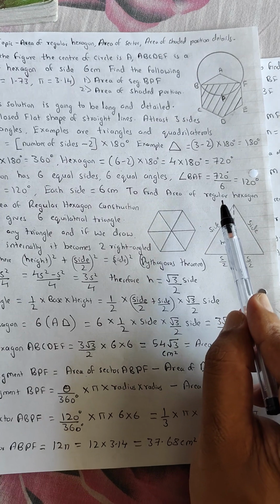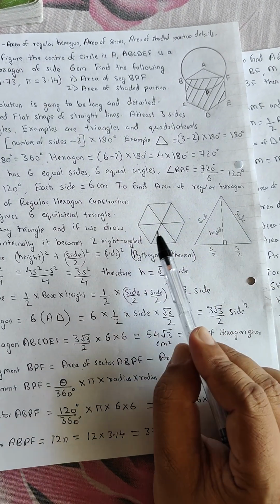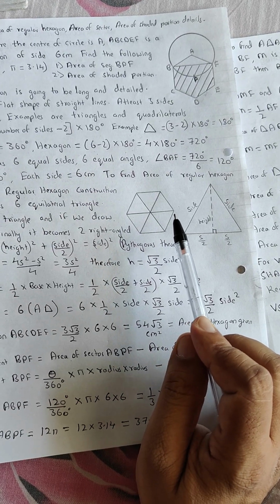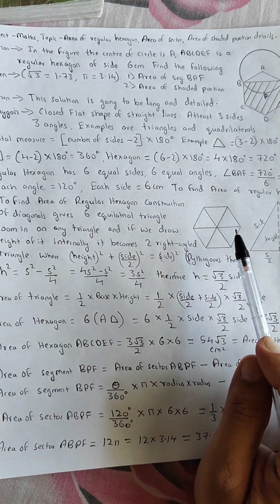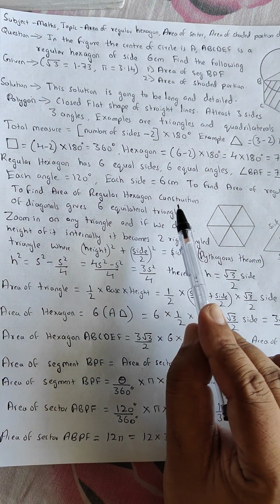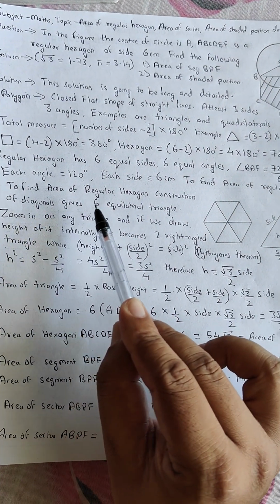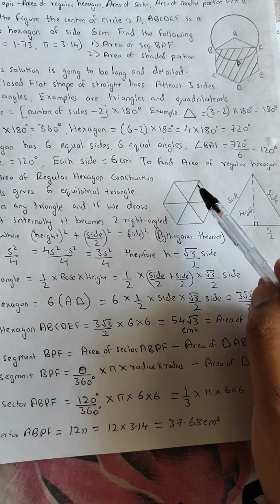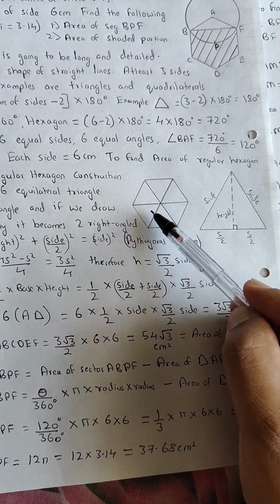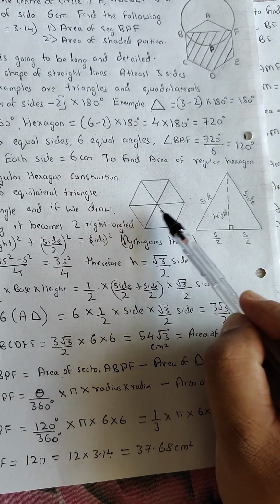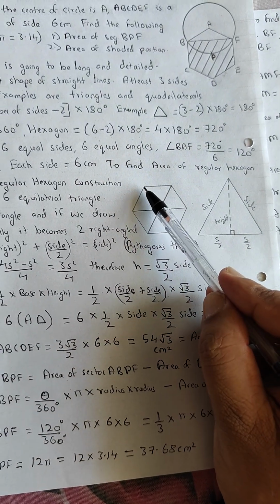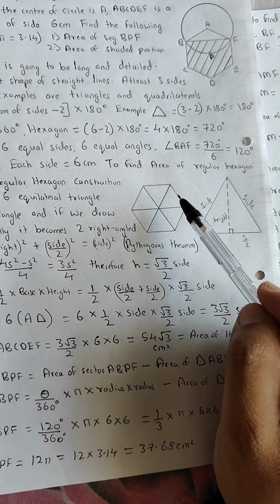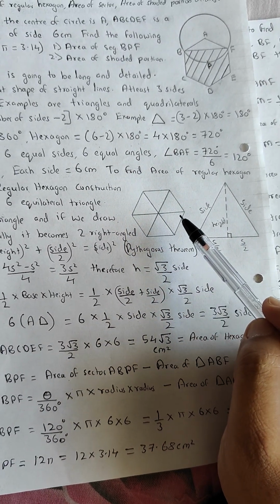Now to find area of regular hexagon, I have done certain constructions over here to explain you how to find area of regular hexagon. Now how to do this? To find area of regular hexagon, construction of diagonals gives 6 equilateral triangle. This is a regular hexagon. इसके अंदर मैंने diagonals construct किया. You can clearly see this is the diagonal, this is the diagonal and this is the diagonal. Diagonal क्या होता है? Opposite vertex को connect करने वाला straight line, that is called as a diagonal. So I have made 3 diagonals in this.